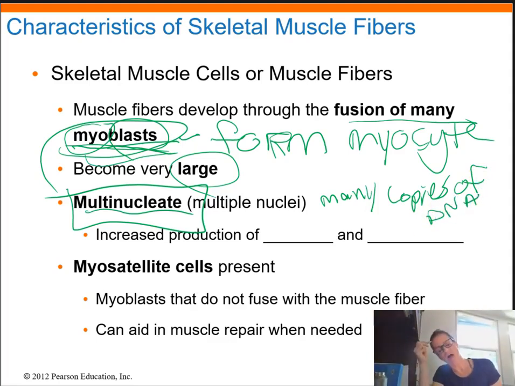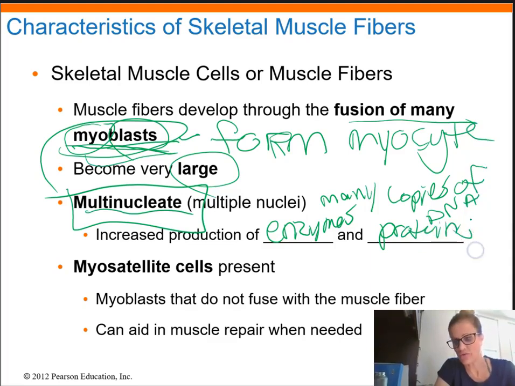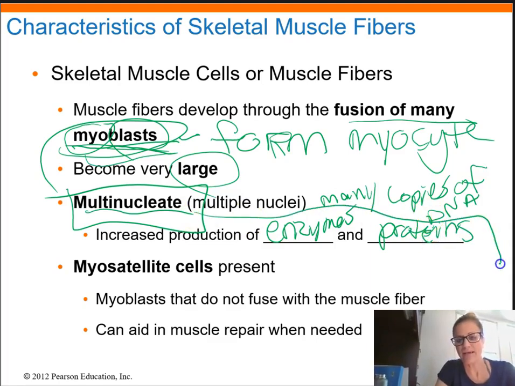Which means you have a bunch of recipes for how to make proteins. So this allows for the muscle fiber to have an increased production of enzymes and other proteins. Remember, enzymes are proteins. But it allows them to have an increased production of enzymes and proteins.